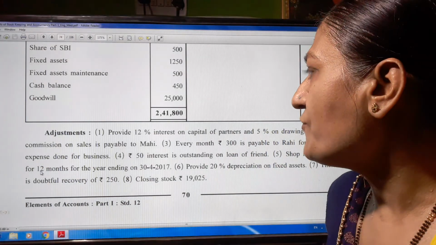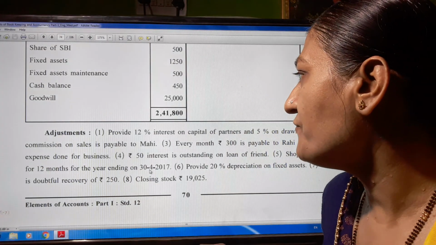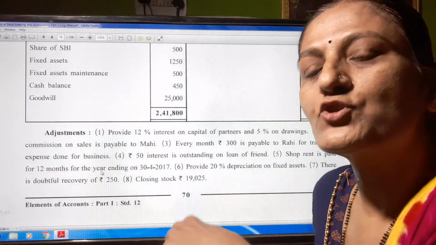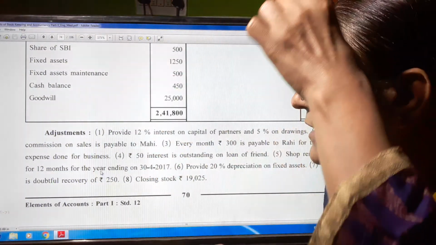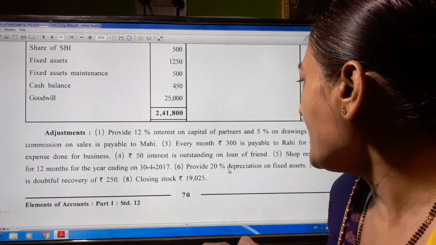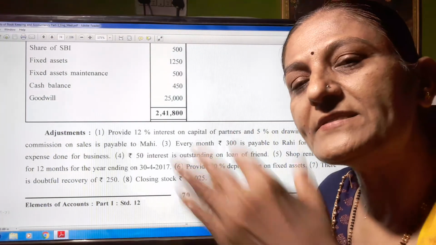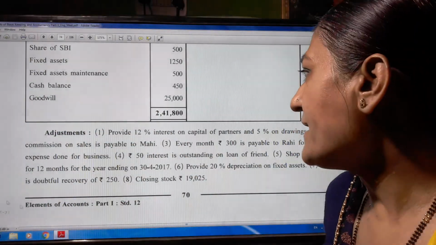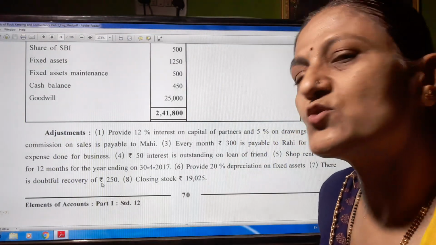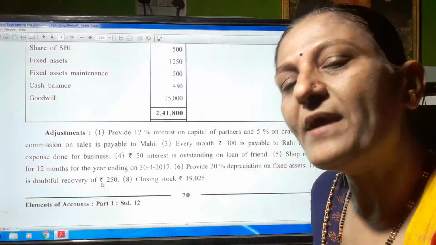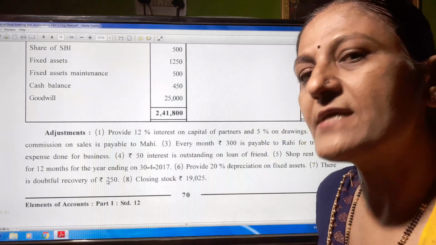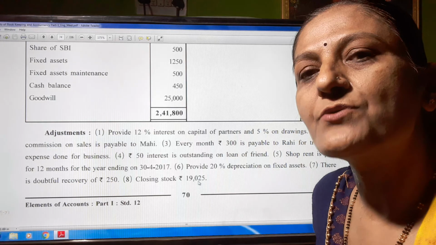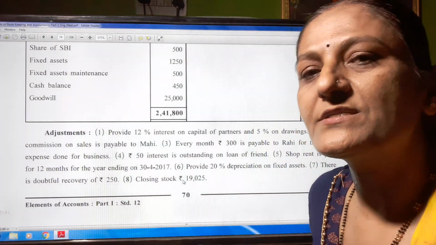Shop rent is paid for 12 months for the year ending 30 April 2017, because for the shop rent also one hidden adjustment is there. Provide 20% depreciation on fixed assets. If fixed assets are there, then we have to calculate 20% depreciation on them. There is doubtful recovery of rupees 250. Bad debt is there, and now bad debt recoverable is there. Recovery is there, so rupees 250. Closing stock 19,025. For closing stock a simple amount is given, so there is no calculation.